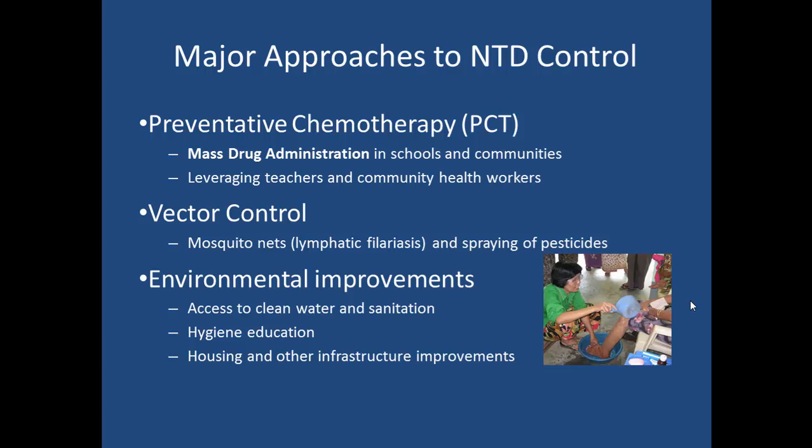So what are the major approaches for NTD control? The first one I want to mention is PCT, preventive chemotherapy. This is also called mass drug administration, and it's the primary route in which NTDs are controlled. Very simply, what they assume is that everyone's infected. If you have a community that has 80% of the population infected with STH, for instance, you're just going to treat everyone, almost like a vaccine program. You just assume that they're going to be infected even if they're not. You're not going to test every individual to see if they're infected or not.